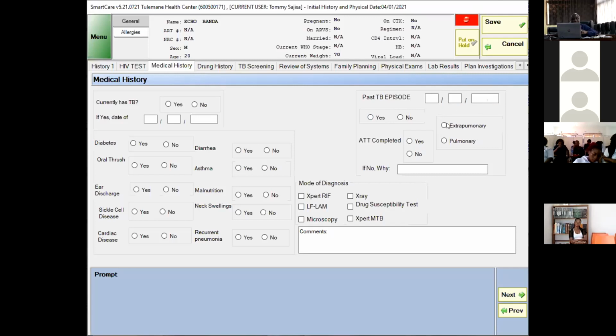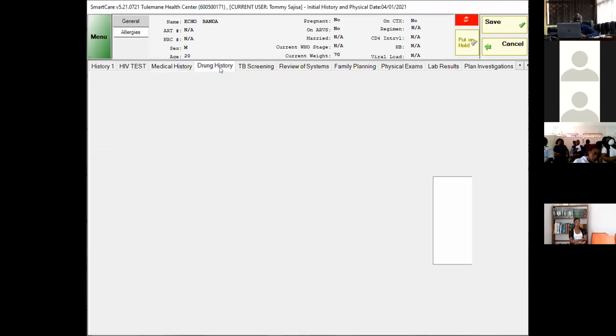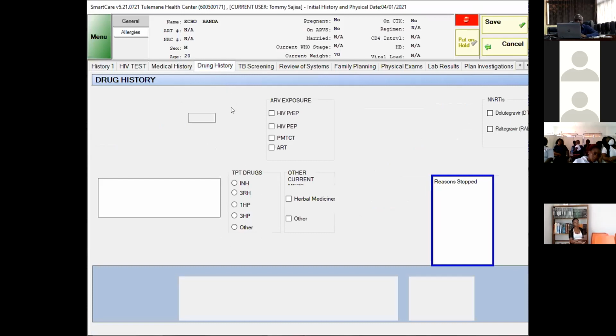And of course, the other diseases like diabetes, oral thrush, ear discharge, sickle cell, cardiac, diarrhea, asthma have also been included here. So you indicate whether yes or no. And if there are any comments, the comments will be put in that box there. The issue that was mentioned about the spelling for drug is here. So this is drug history, but it was a typo, and an N was put there, but otherwise it is there.